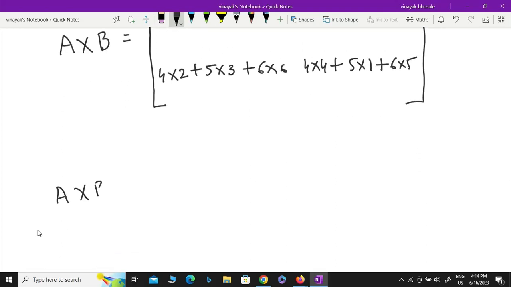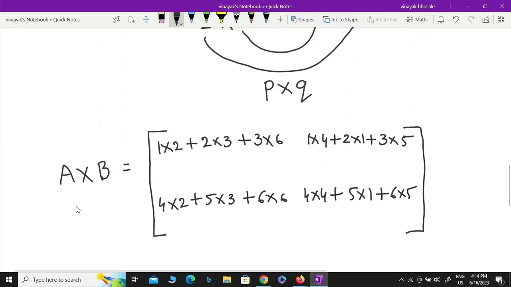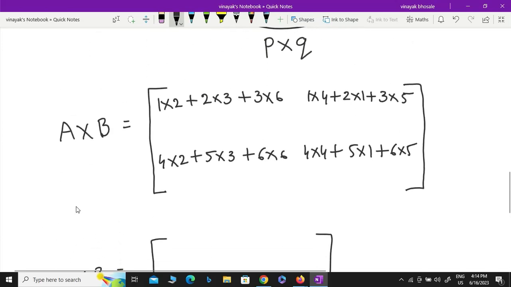So A multiplied by B. Okay, and now let us multiply and add those values. So 1 multiplied by 2 is 2, plus 2 multiplied by 3, plus 3 multiplied by 6, and I think that's 26. And let us multiply 1 with 4 plus 2 with 1 plus 3 with 5, that is 15, and that's 21.